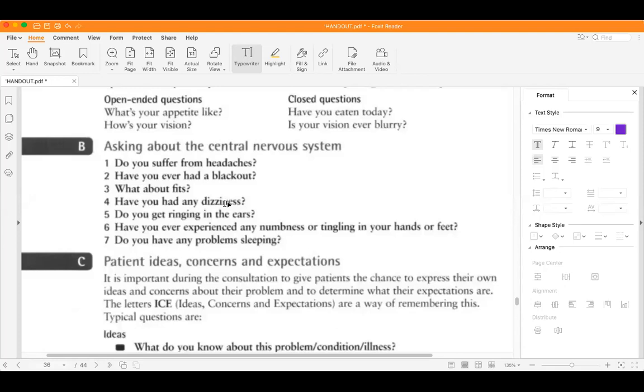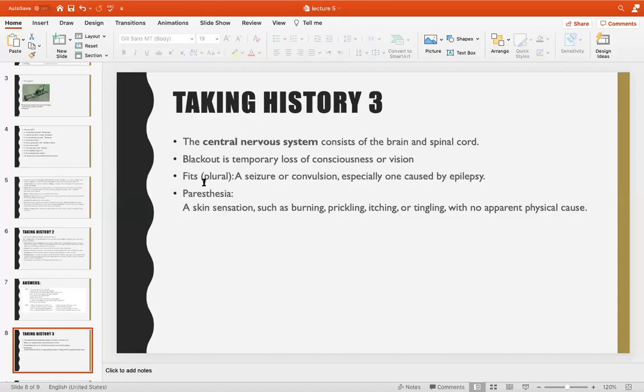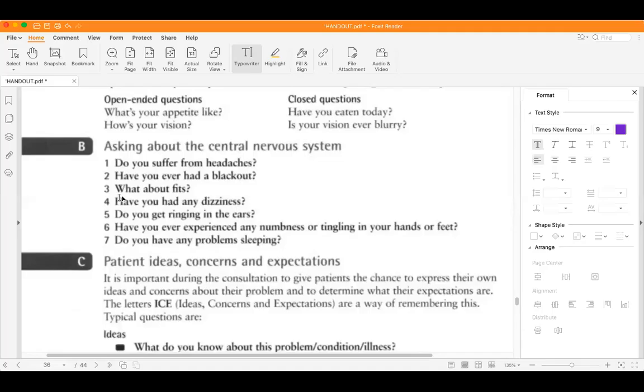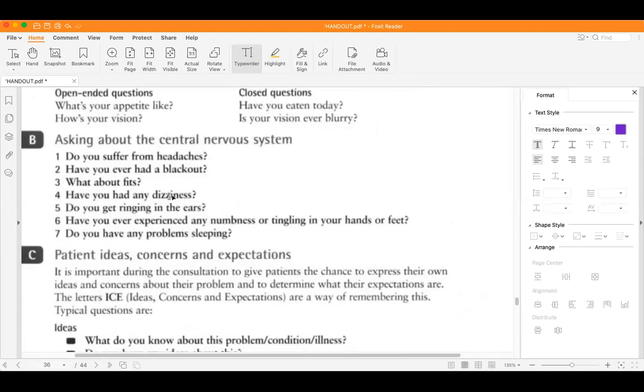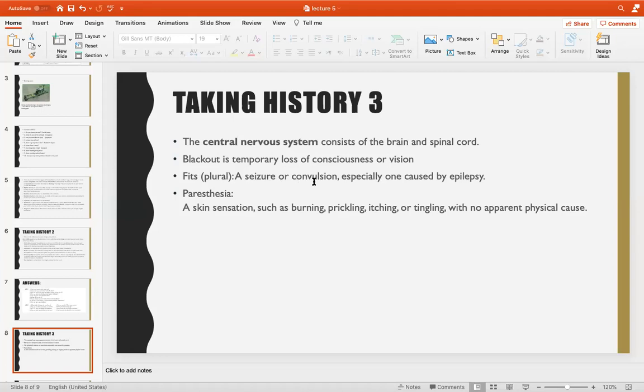Asking questions like, do you suffer from headaches? Have you ever had a blackout? Blackout means loss of consciousness or vision. What about fits? Fits means a seizure or convulsion, تشنجات, especially one caused by epilepsy that we have taken before, الصرع. Alright?